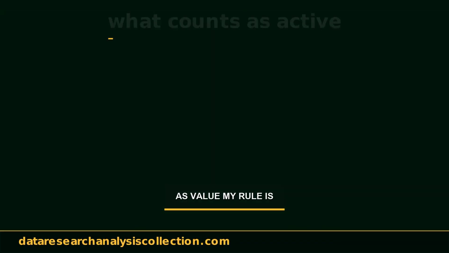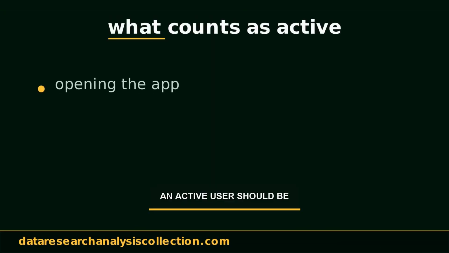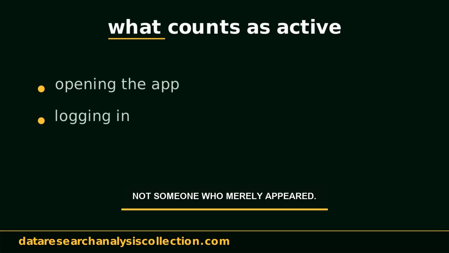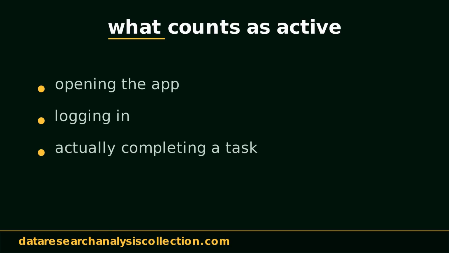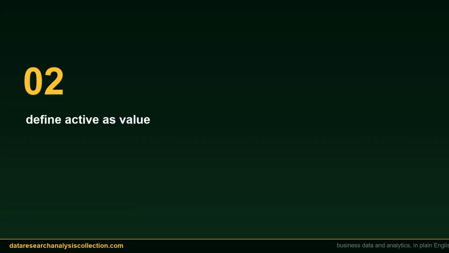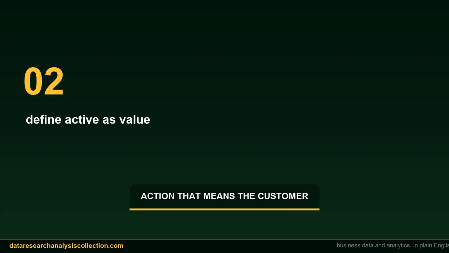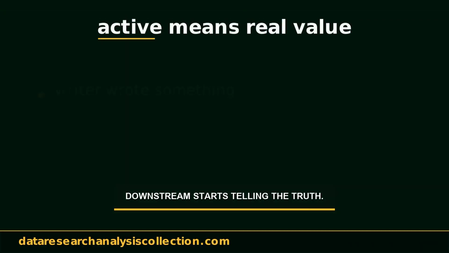Define active as value. My rule is simple. An active user should be someone who did the thing your product is actually for, not someone who merely appeared. For a writing tool, active means they wrote something, not that they opened a tab and left. For an invoicing app, active means they sent an invoice. The temptation is the loosest definition because it makes your counts bigger, but you are only fooling yourself. Tie active to a real action that means the customer got value, and every number downstream starts telling the truth.